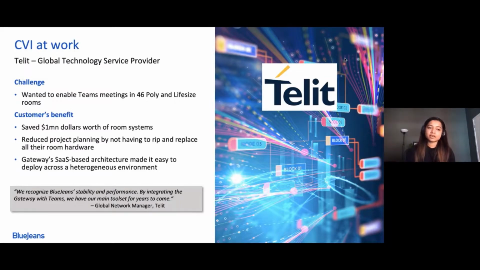What they did is they saved about $1 million worth of room system usage, upkeep, upgrade, and so on by implementing CVI, which was a lot cheaper. They reduced project planning by not having to rip and replace all their room system hardware. They didn't have to create a whole new project out of it. The Gateway SaaS-based architecture made it easy to deploy across a heterogeneous environment, which is a combination of different types of hardware. And they think they have their main tool set for years to come.